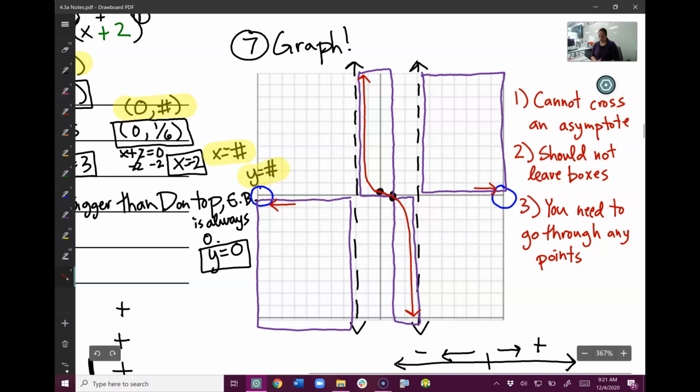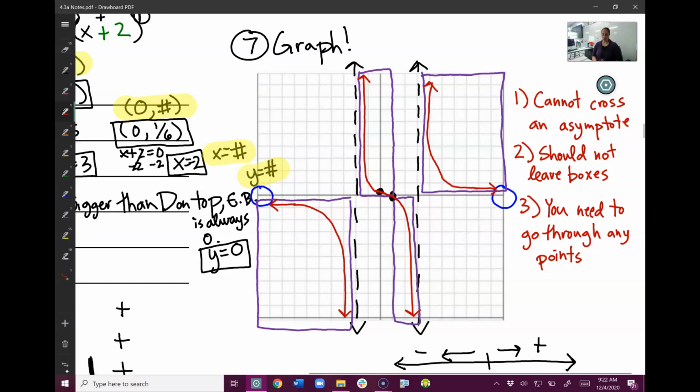Now once again, if I kept this arrow going straight this way, it's going to cross my asymptote and leave my box, which is a no-no. So what I'm going to do is curve it down this way so it stays in my box and it doesn't cross the asymptote. Then I can do the same thing over here with this one. I can't keep going the direction it's going because it will cross my asymptote and leave my box. So what I'm going to do is curve this one up so it stays in my box and it doesn't cross my asymptote. And that's actually our graph.